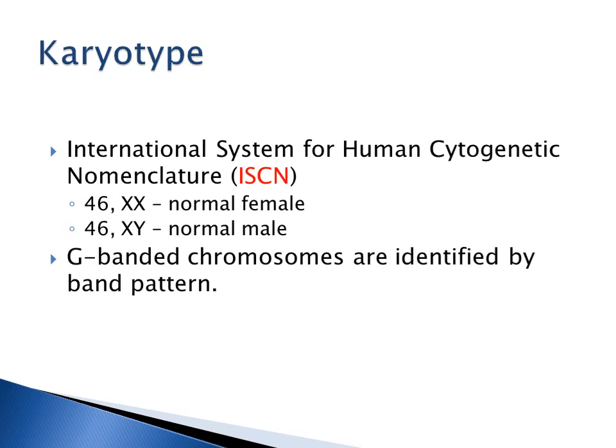So there's an International System for Human Cytogenetic Nomenclature, or ISCN. So this nomenclature is very important. So for example, 46,XX indicates a normal female. 46,XY indicates a normal male. And you can identify your G-banded chromosomes and G-banding patterns.